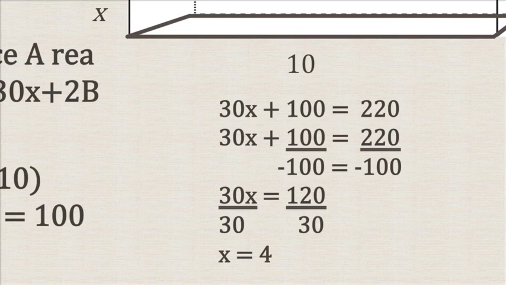Again, the opposite of multiplying by 30 is dividing by 30. We must do so to both sides of the equation, and we end up with x equals 4. Very easy to do the reverse problems as long as you plug in the correct numbers.